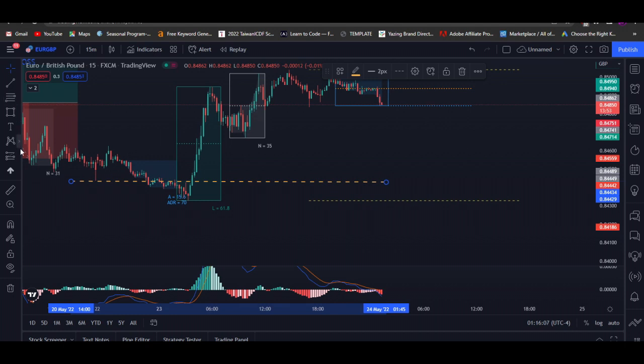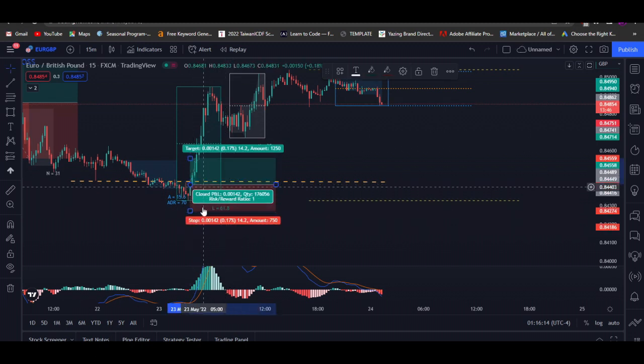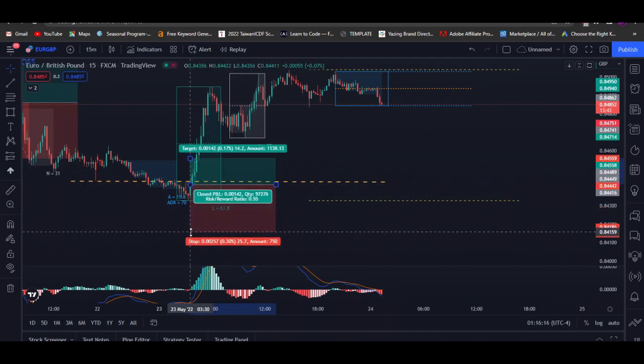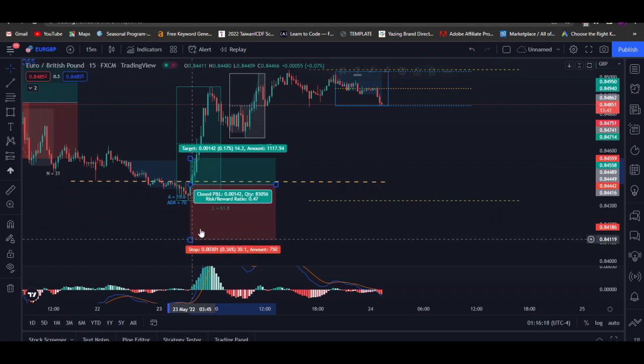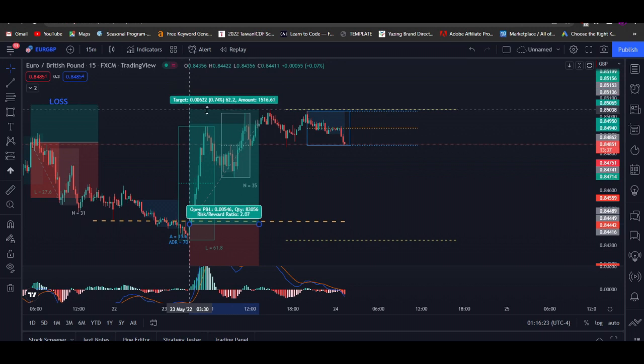So we take that. So long position, entry is right here, 30 pip stop loss. And as you can see, price went up for 62 pips. So we mark that down.